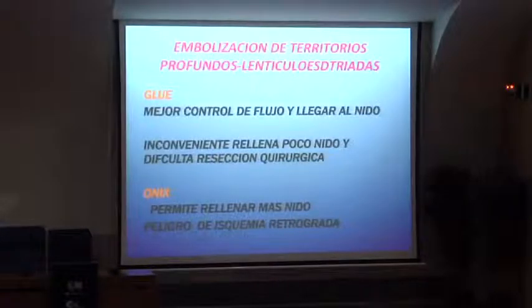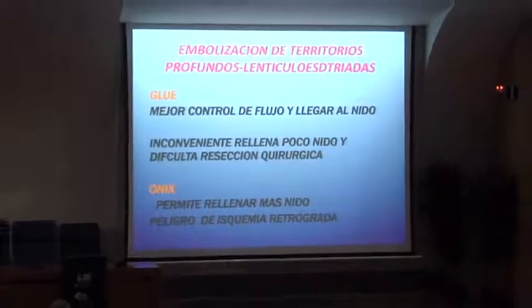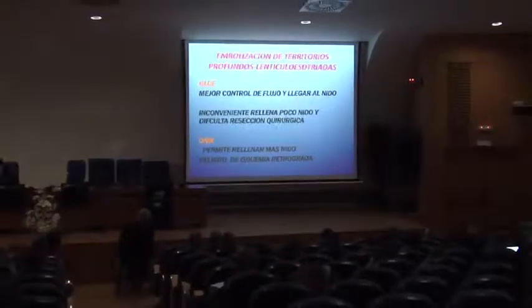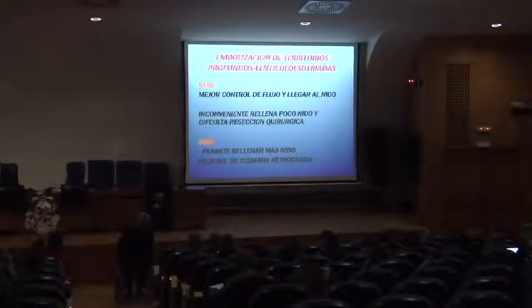Next, another question is the lenticulostriate territories. The glue is better, but it is better to use the onyx. The problem is that it is very difficult to resect after surgery. But the onyx goes most easily to the nidus. The problem is that you have retrograde reflux of the onyx, and you don't know when this material stops.